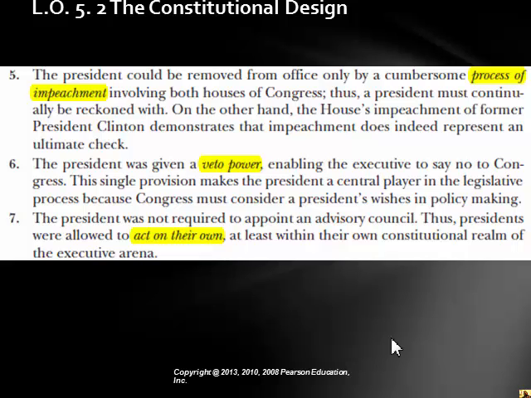The president is also given veto power, which means he or she can say no to Congress, and in this way the President plays a key role in the legislative process, because the Congress must consider the President's wishes. If Congress feels the President will not support this particular law, then Congress will probably try to revise the law just to make sure that it does get passed through Congress. Presidents also are not required to appoint an advisory council, though most presidents do. They are allowed to act on their own, but a lot of them do have an advisory council that helps them figure out matters of key policy concern.